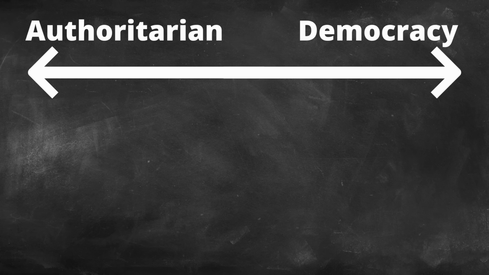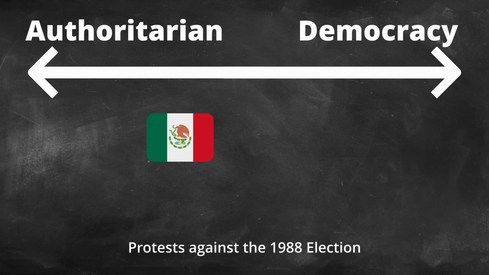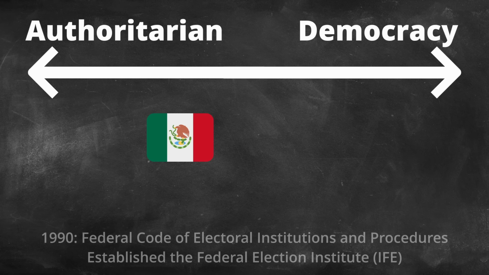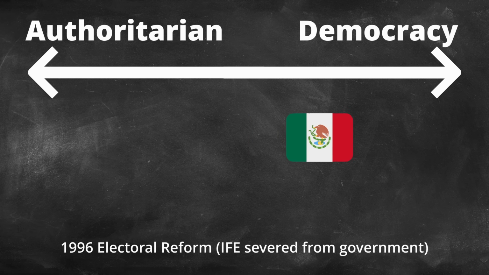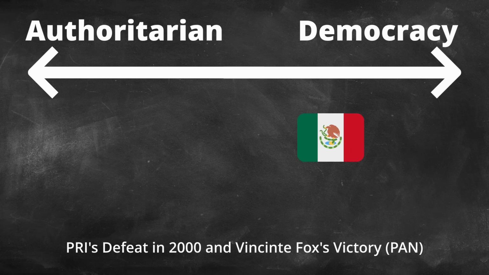I'll share 2 examples of regime shifts. Mexico, which has been a one-party state since 1929, experienced mass protests against the results of the 1988 election. The issues of fraud pushed the government to make internal reforms. In 1990, the Mexican government passed the Federal Code of Electoral Institutions and Procedures and established the Federal Election Institute, which is an independent body that oversees elections. In 1996, the Mexican government passed the 1996 electoral reform, which completely cut off the IFE from government control. All these shifts resulted in the PRI's defeat in 2000 to Vicente Fox.